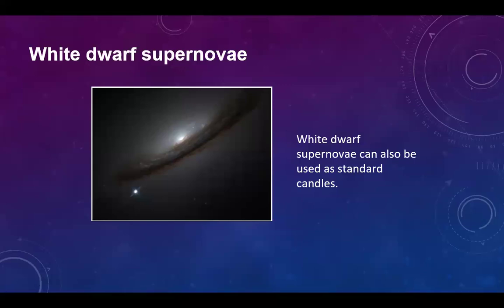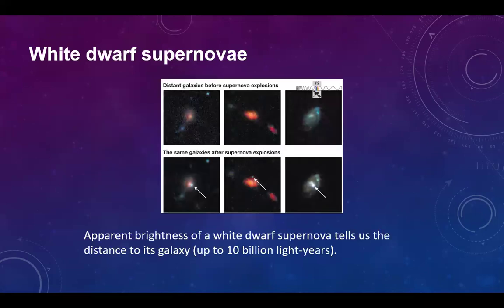For the most distant galaxies, we use white dwarf supernovae. White dwarf supernovae can also be used as standard candles. Supernovae are incredibly bright, so we can see them from very, very far away, anywhere in the universe, really. And white dwarf supernovae are all basically identical, so they all have the same luminosity. And the apparent brightness of a white dwarf supernova tells us the distance to a galaxy up to about 10 billion light years.